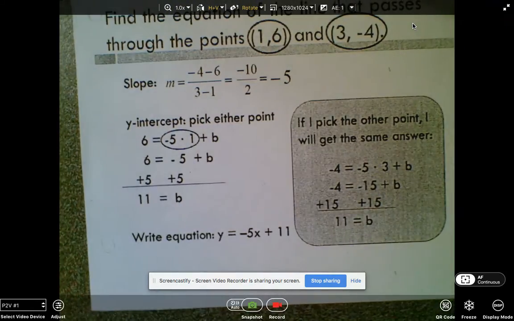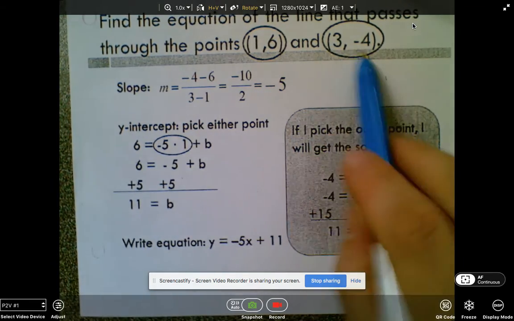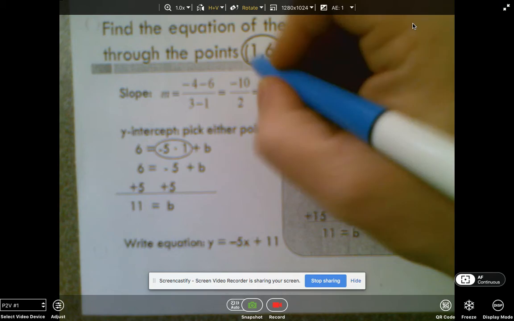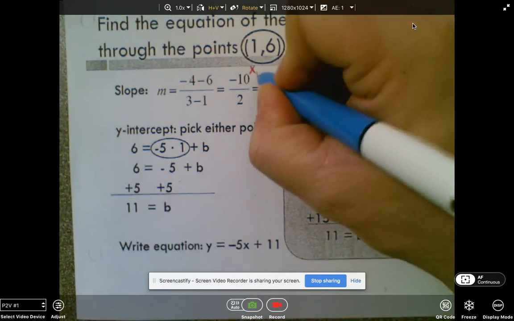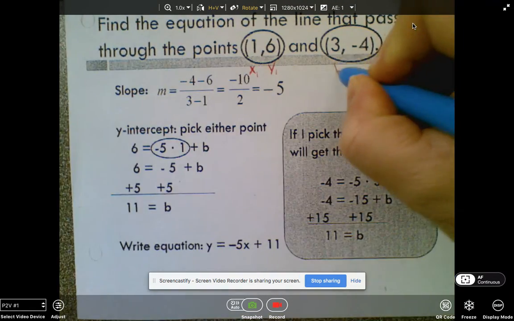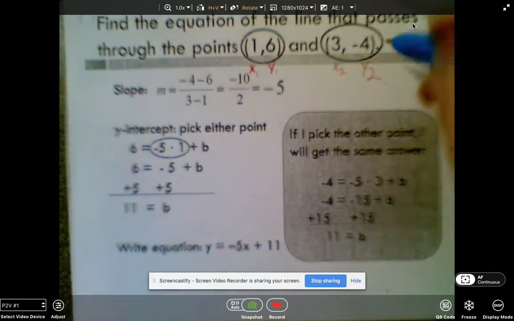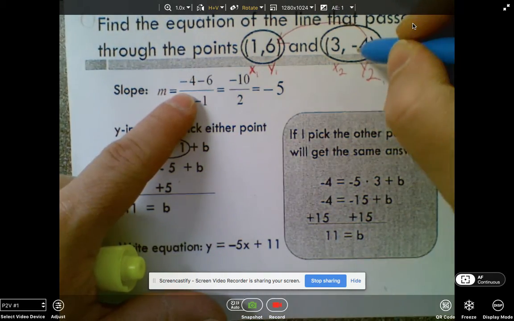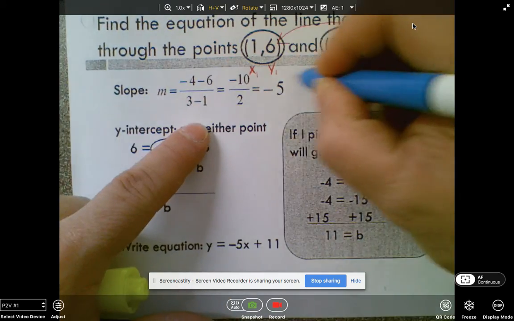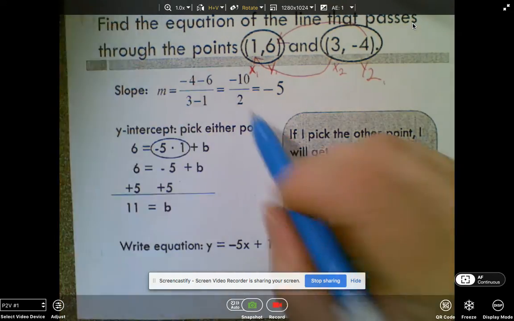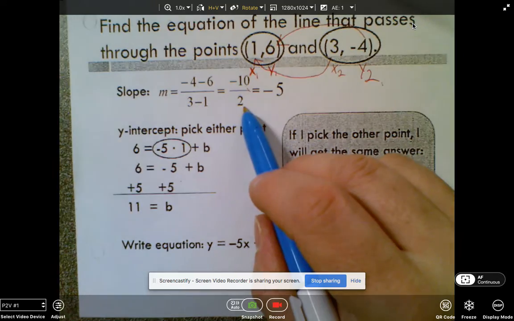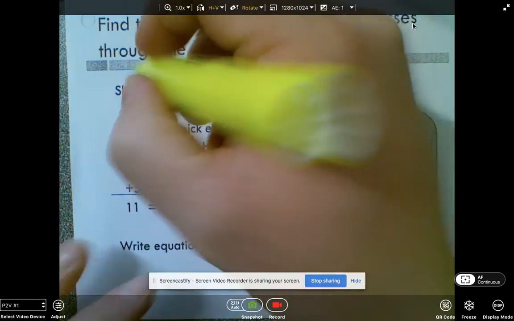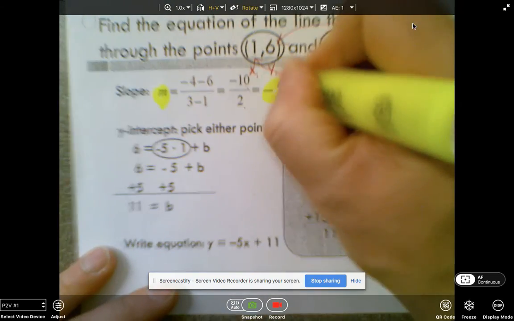So you find the equation of a line that passes through these 2 coordinates. So as usual, if you're doing this, copy this down. You would write x1, y1, x2, y2. You can see this person here subtracted -4 minus 6, and then for the x's it was 3 minus 1. They got -10 over 2, so that's -5. So that's the first step. The slope m would be -5.